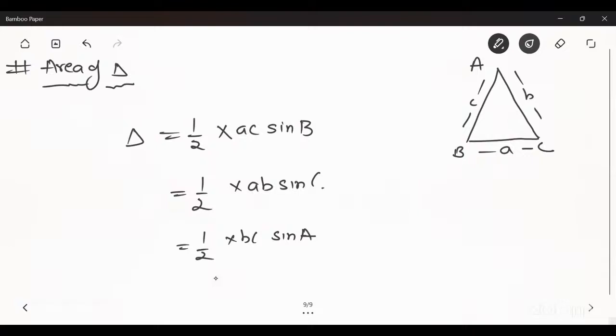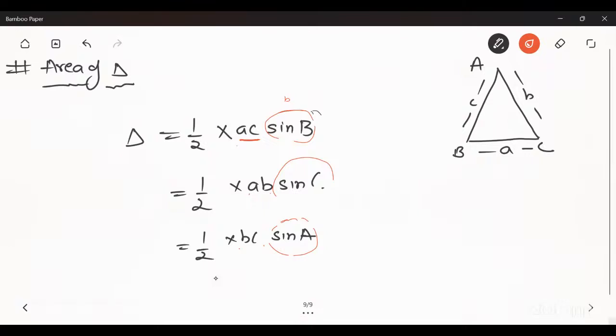Half times of a into c, and which side will be left, that angle will come. Now see that if a and c sides will come, then which side will be left? b. So angle of b will come. If a and b will come, which side will be left? c. So c will come. If b and c will come, then which side will be left? a. So sine A will come. You can remember simply as ABC, ACB, and BCA, and in which one of the angles have sine. Those are the area of triangles in terms of sine.